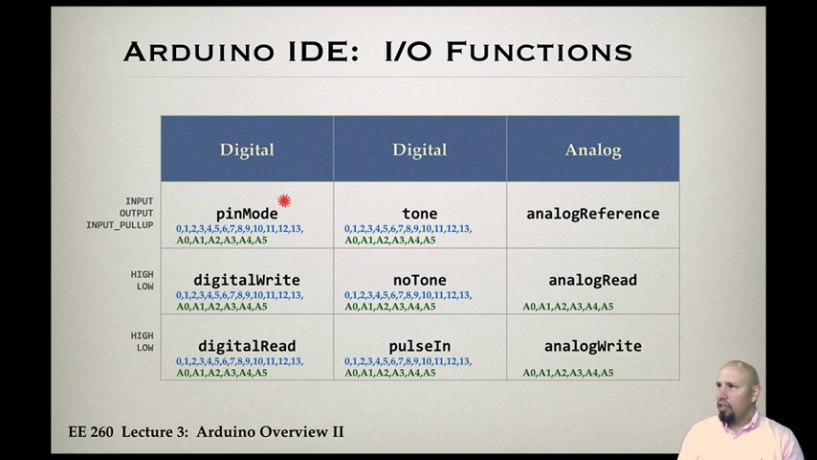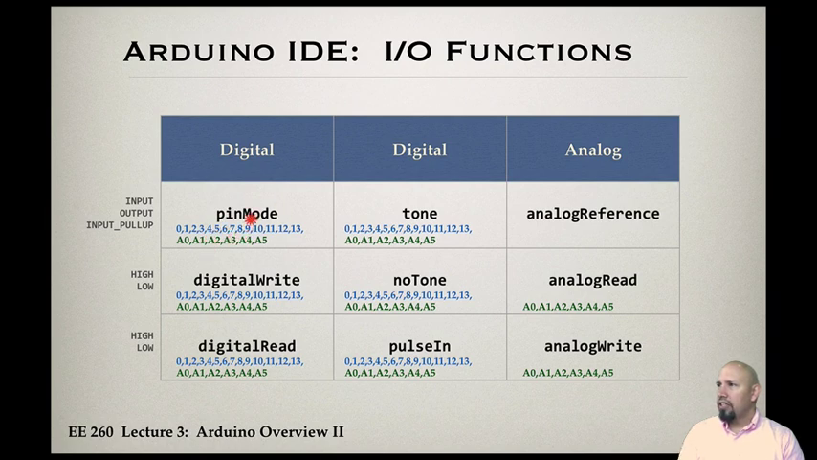Notice that this works with the digital pins 0 through 13 and the analog pins 0 through 5. So it works with all of the input-output pins. You can set that pin either to be an input, an output, or an input with a pull-up. We talked about that a little bit. And notice that I can use that even with the analog pins. I can set the analog pins up to be input or output, or input with a pull-up resistor. So that's the pin mode.